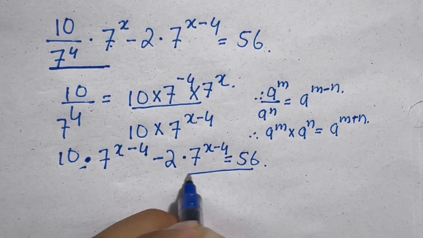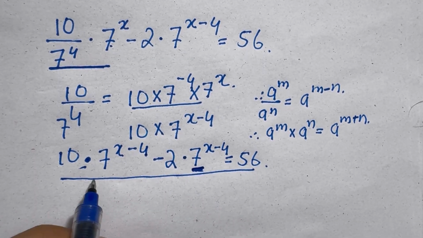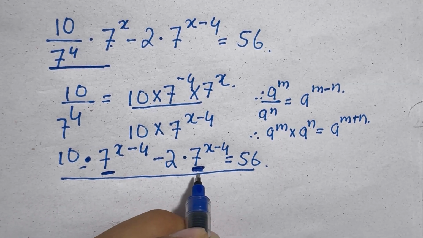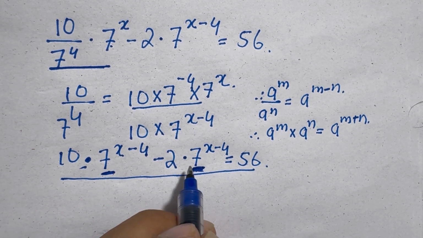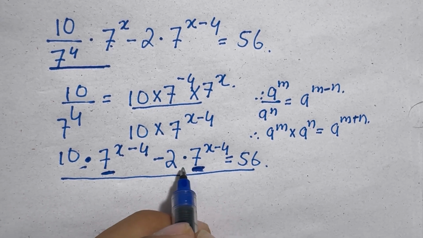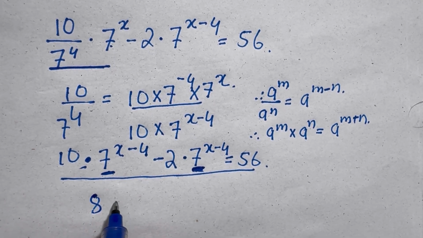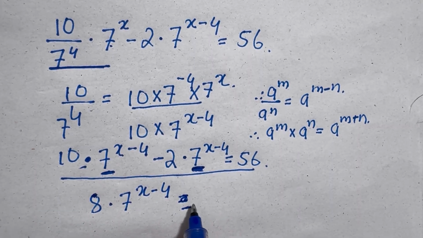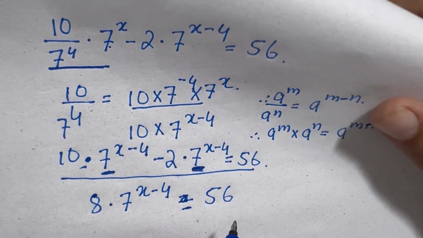So this equation will become, because there are twins, 7 power x minus 4 and 7 power x minus 4. So if I subtract, 10 times 7 power x minus 4 minus 2 times 7 power x minus 4, I can write it like this: 8 multiplied by 7 power x minus 4 is equal to 56.